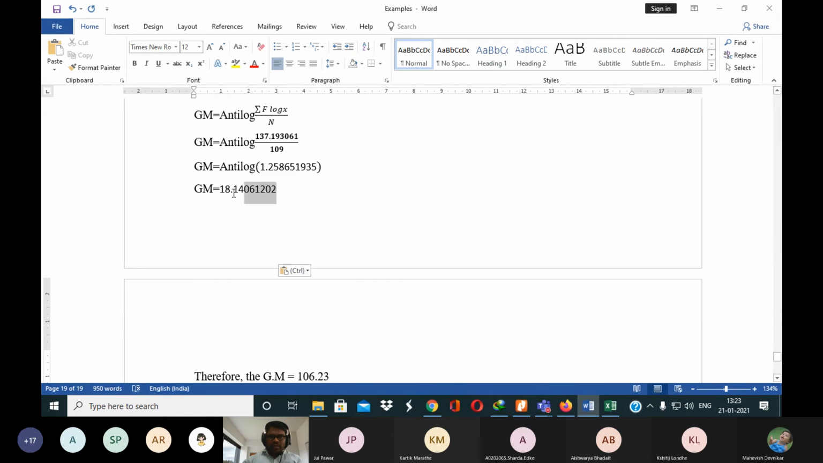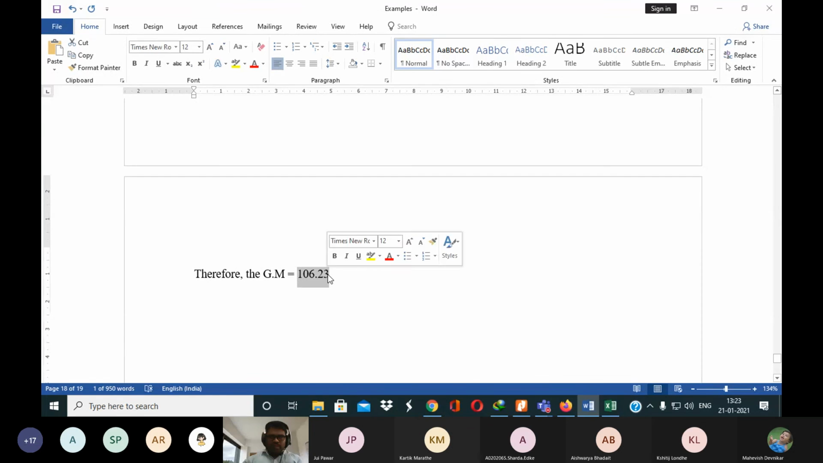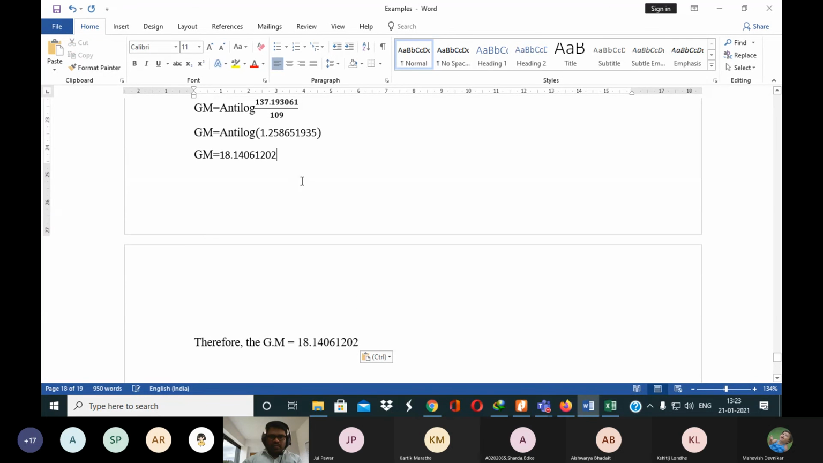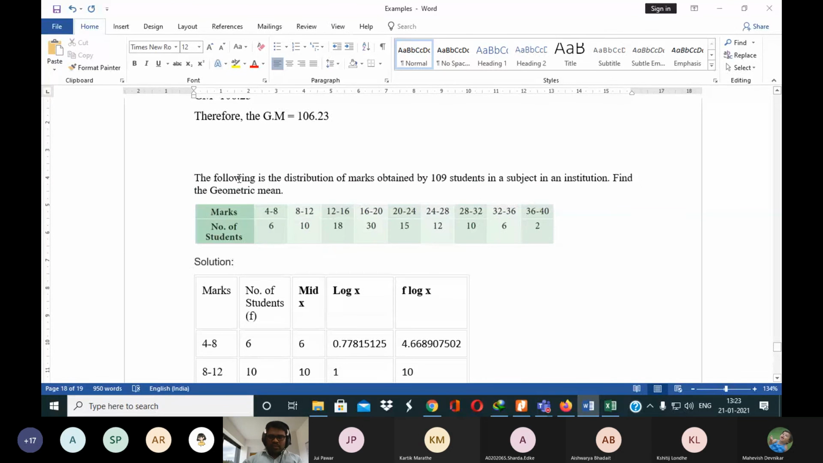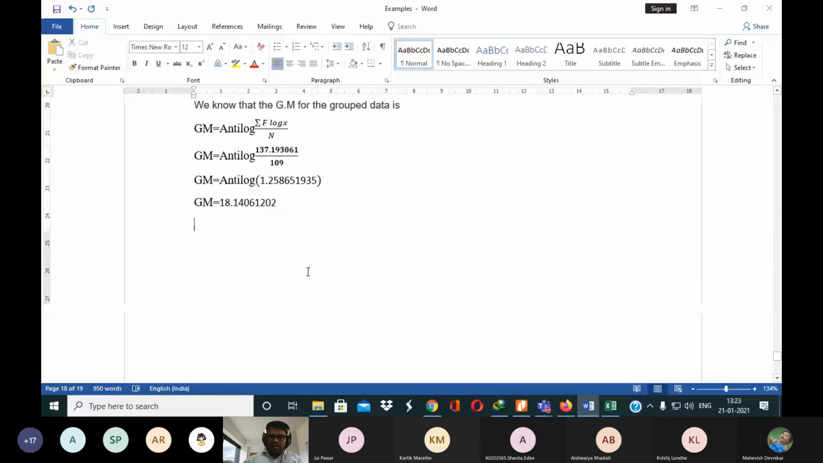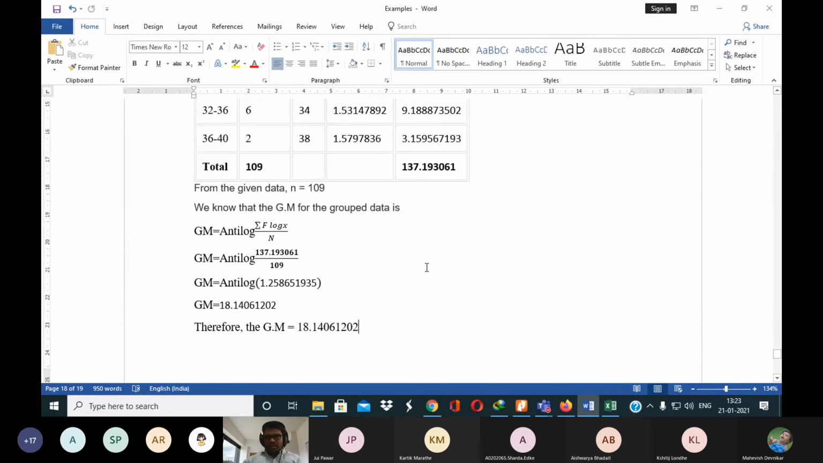Everybody, is it understood? Yes or no? Yes, sir. Okay, so in this way you can write the answer. Therefore the geometric mean is this.